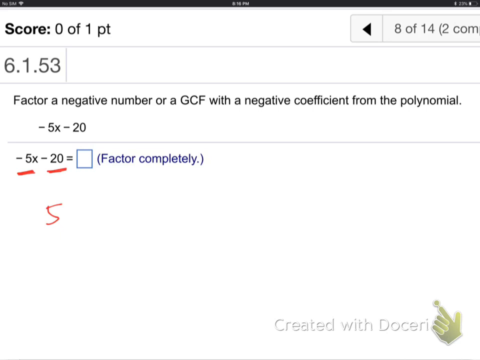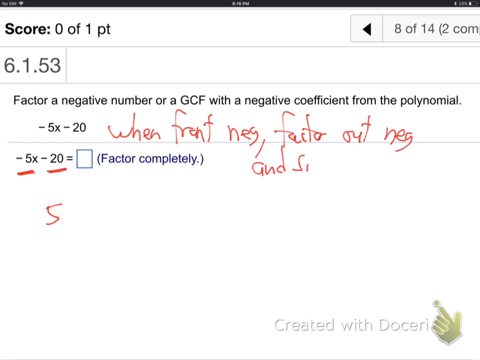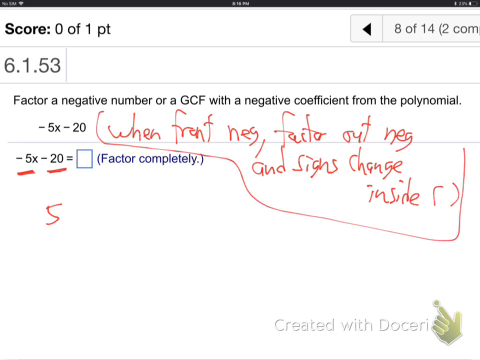5. But let me just write a note here. When the front is negative, factor out negative. And signs change inside the parenthesis. So there's the moral of this story. So basically, I'm going to take out negative 5. Why? Because the front is negative. So if you're doing your factoring thing, taking out what's in common, and the front is negative, when you factor out negative, instead of regular 5, I did negative 5 because that was what the front was.